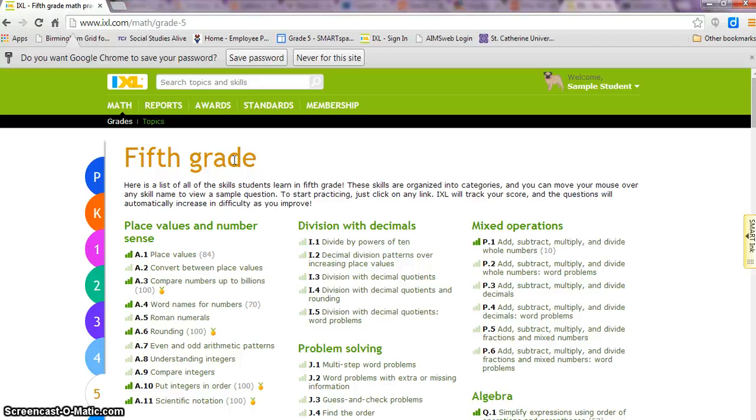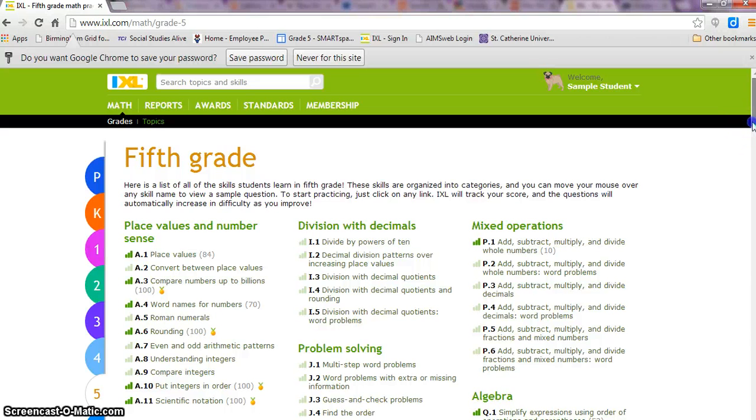This is an account that has practice problems already completed, so you can see the green bars in front of the numbers are tasks and skills that the students have already practiced. Along the left side, the PK, 1, 2, 3, 4, 5, that is for the grade level. This student is practicing grade 5, 5th grade.